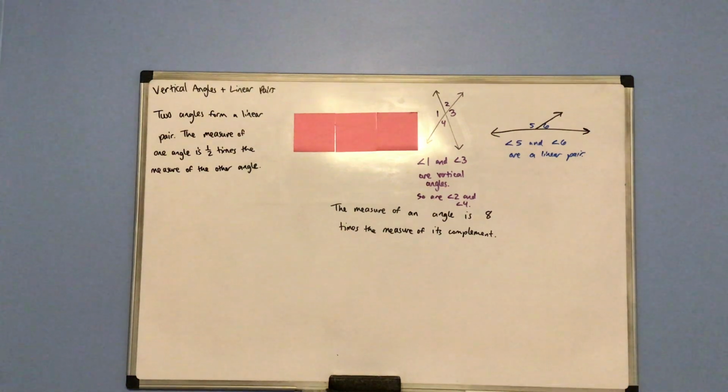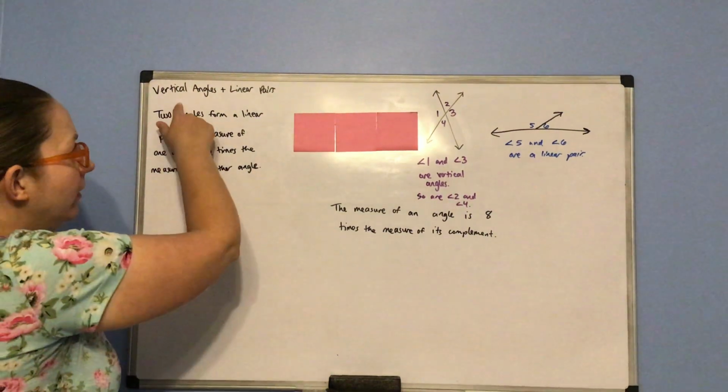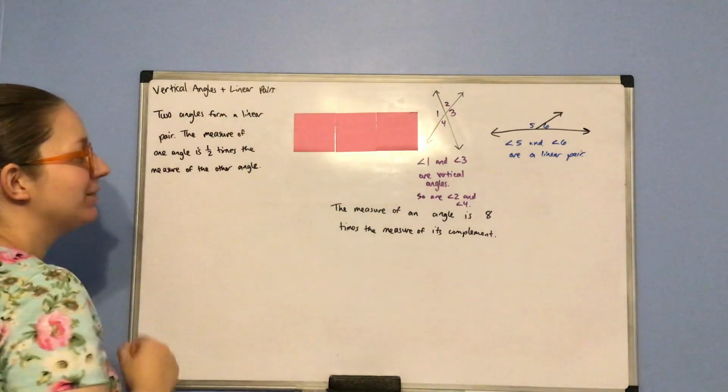To look at right now is kind of a hodgepodge of things. Got a couple new vocabulary things we need to talk about, but then the main focus is going to be looking at some angle word problems and figuring out the measures of some angles. I would highly recommend when we get to those word problems that you draw a picture, but I'll walk you through that. Two new vocabulary things we need to talk about are vertical angles and linear pairs.